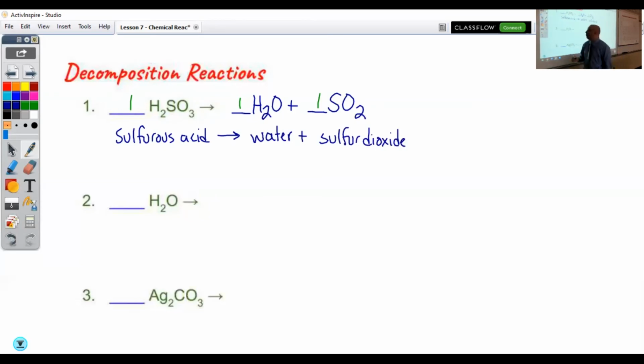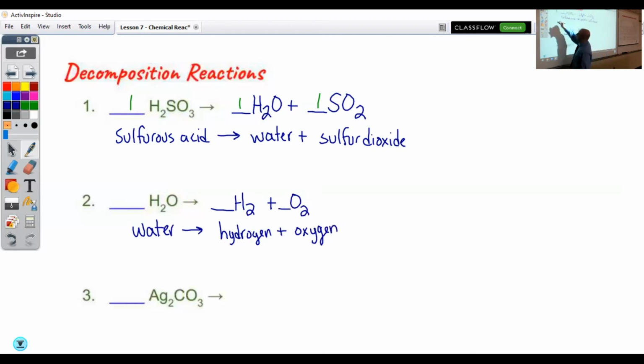In our second example, we have water. So this one we saw earlier breaks down into hydrogen and oxygen as our only products. So we can write water breaking down into hydrogen plus oxygen. Remembering, of course, that both of these are diatomic, so they'll have 2's next to them. Then balancing this, we wind up with 2, 2, and 1.